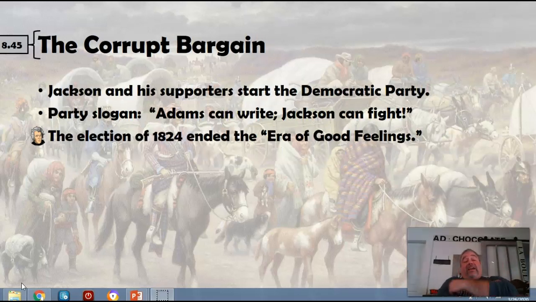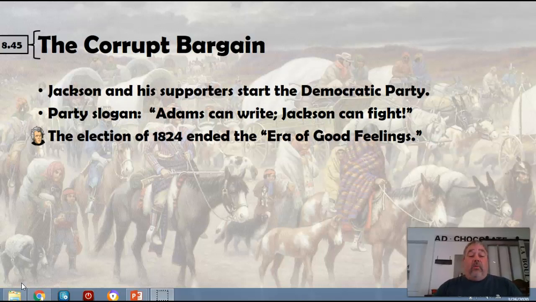And the common man comes up with the slogan, I love this: Adams can write, but Jackson can fight. You gotta love when your political slogan is, we may be illiterate, but we'll knock you in the mouth. And that's pretty much the way Andrew Jackson's party is going to think, and that's pretty much the way Andrew Jackson is going to think. And so when we get to the election of 1828, Andrew Jackson is going to run again.